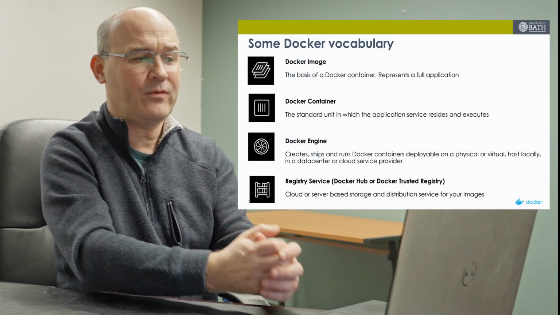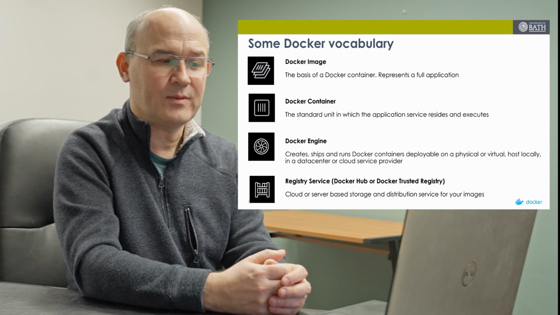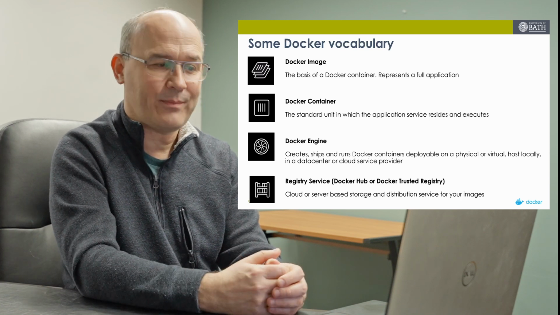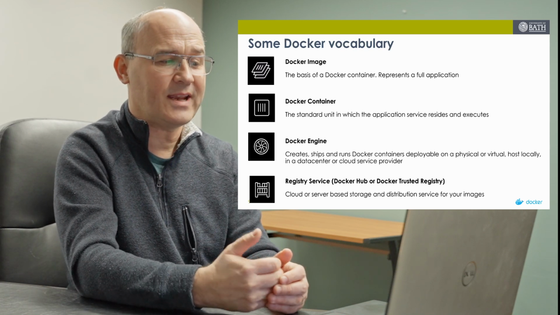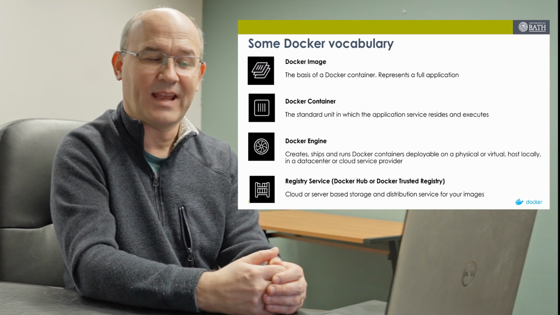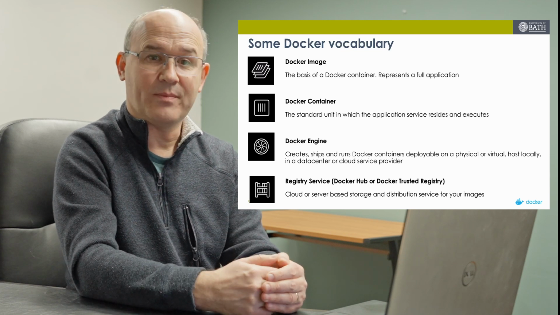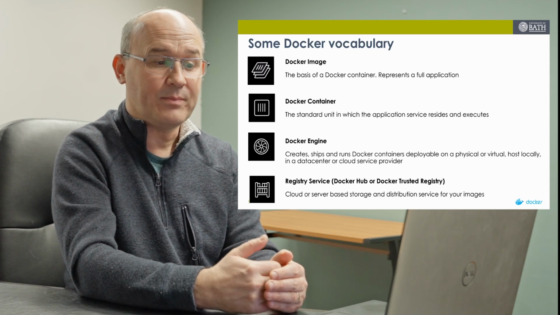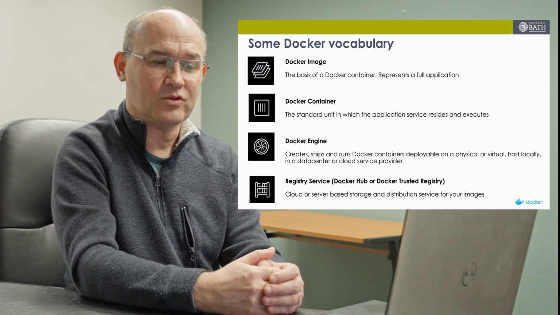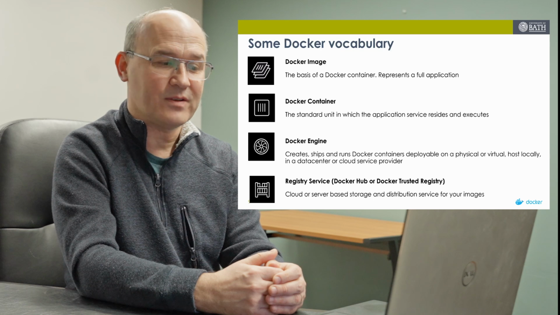Here's some vocabulary for you. A Docker image is the basis of a Docker container, as we call it. It represents a full application. A Docker container is the standard unit in which the application service resides and executes. And the Docker engine is what we use to create, ship, and run Docker containers, deployable on a physical or virtual host locally, in a data center, or a cloud service provider.